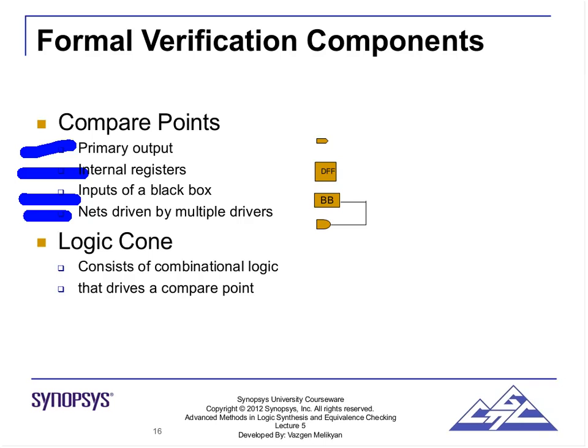This is why, in any formal verification technique, the compare points are the registers, pins, primary outputs, and inputs of black boxes. Black boxes are modules or components for which Formality does not know the functionality, or we tell Formality not to worry about what is inside. So we set them as black boxes. By setting something as a black box, we are telling Formality to make sure to verify the functionality at the input pins of the black box, like memories, and nets driven by multiple drivers.